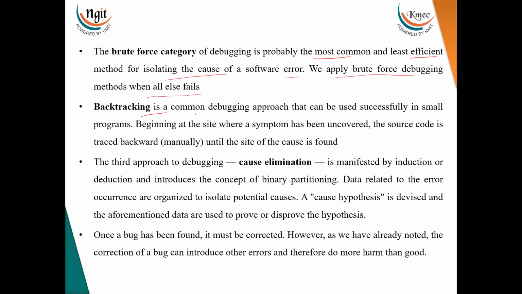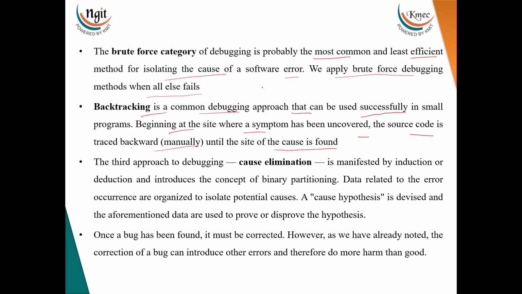Next is backtracking. It's a common debugging approach that can be used successfully in small programs. Beginning at the site where a symptom has been uncovered, the source code is traced backward until the site of the cause is found. So starting at the point where the error appears, we move backwards through the code to trace the problem. Clear? But this approach is suitable for small programs.